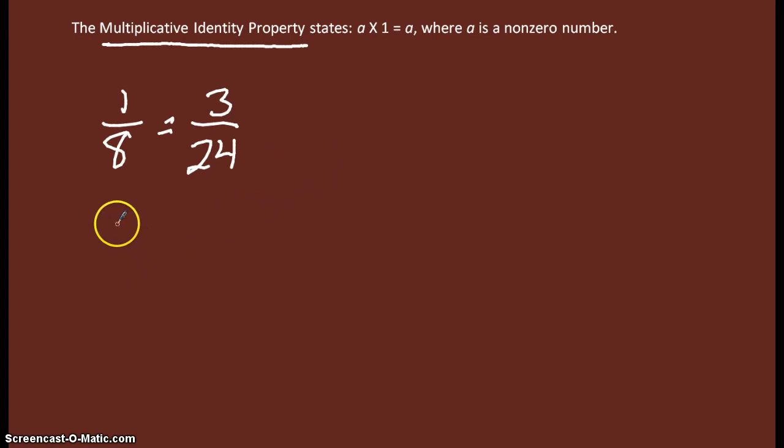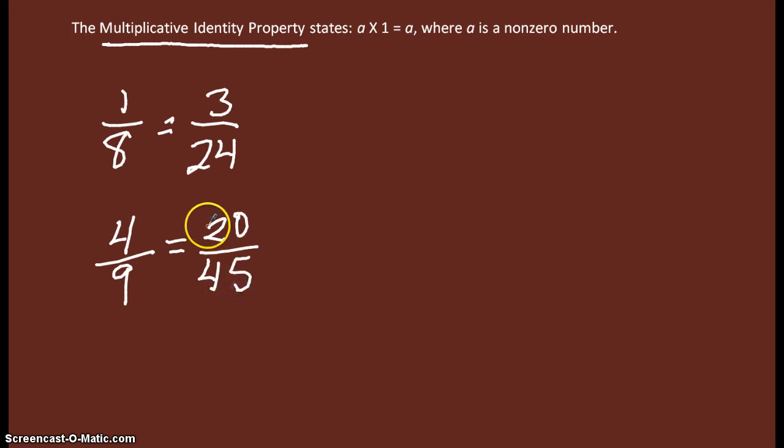Now, let's look at another example. Let's say that we have 4 over 9. I can multiply both the numerator and the denominator by a form of 1, such as perhaps 5/5. If I multiply 4 by 5, that'll give me 20. If I multiply 9 by 5, that will give me 45. So 4/9 is equivalent to 20 over 45. And the way we got that was through the multiplicative identity property. Even though our numerator and denominator look so much larger than 4/9, the value of this 20 over 45 is exactly the same as the value of this 4 over 9.